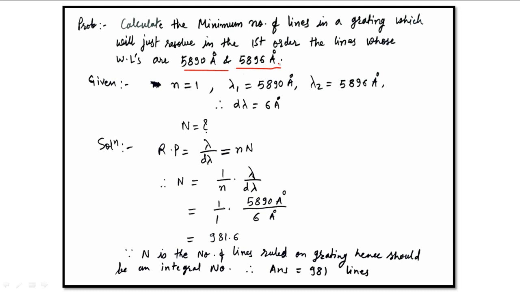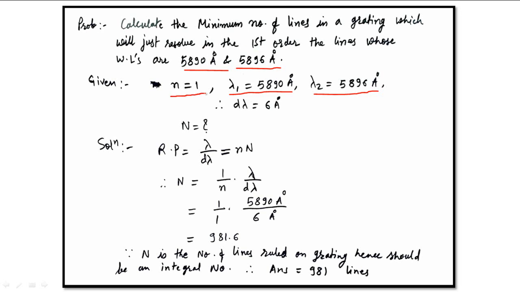So it is given in the problem that there are two wavelengths. One is the wavelength lambda 1, which is 5890 angstrom, and the other is the wavelength lambda 2, that is 5896 angstrom. And you have to calculate the minimum number of lines in a grating which will just resolve in the first order.